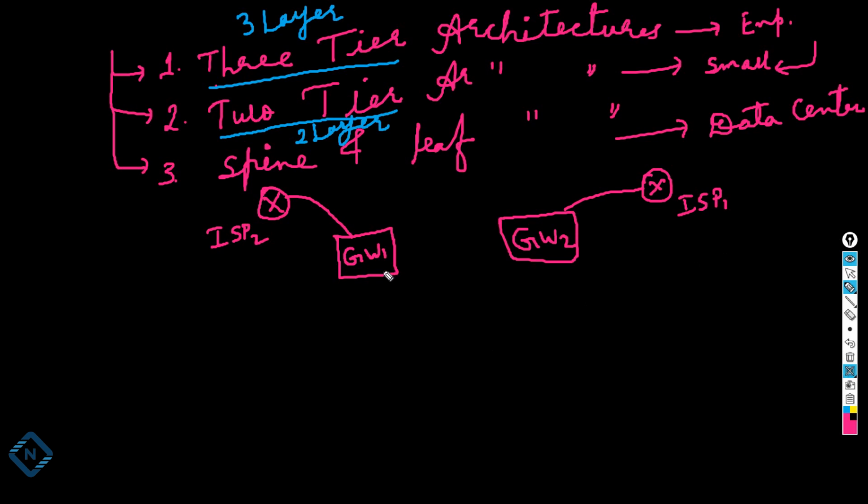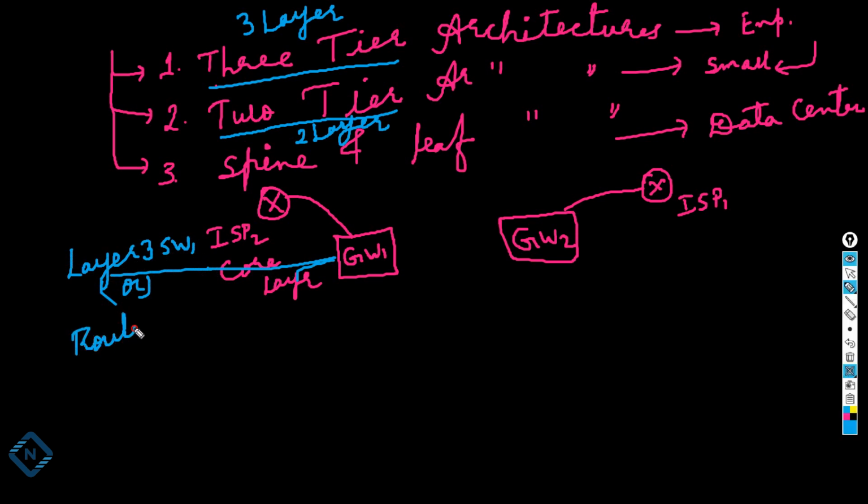So this is a gateway. We are saying this is the core layer. So here, maybe in this place we can use a layer 3 switch or router. Layer 3 switch or router, depending upon your organization, we can use whatever they need. Some guys are using a router, some guys are using a layer 3 switch.